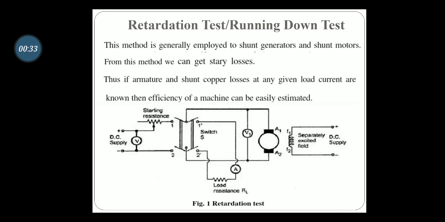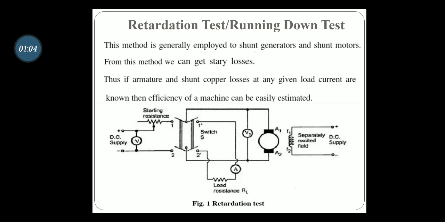In this video we will discuss some more tests on indirect method of testing, that is the retardation test, also called the running down test, and the field test. So let me discuss the retardation test or running down test on DC motor. This test is usually employed for the DC shunt generator and DC shunt motors.